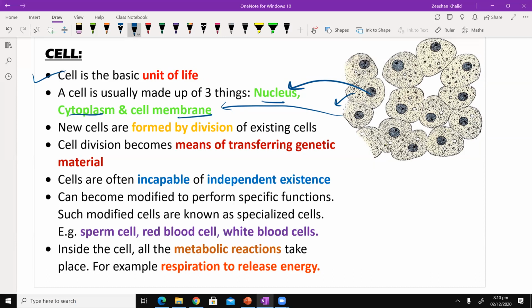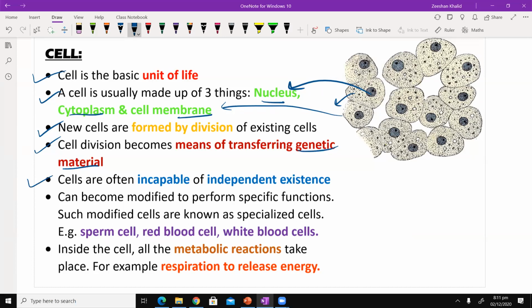Okay, so next point, point number 4, cell division becomes a means of transferring genetic material. We will talk about this in detail, inshallah, when we're doing reproduction and inheritance, the last topics. But since it has to do with the cells, you need to understand that during the act of cell division, when from an old cell you're getting new cells, it's actually transferring something very important from the old cell, if you like, into the new cells. And that's the genetic material, the DNA, the genes actually. And the detail of which, of course, we're not going into at the moment.